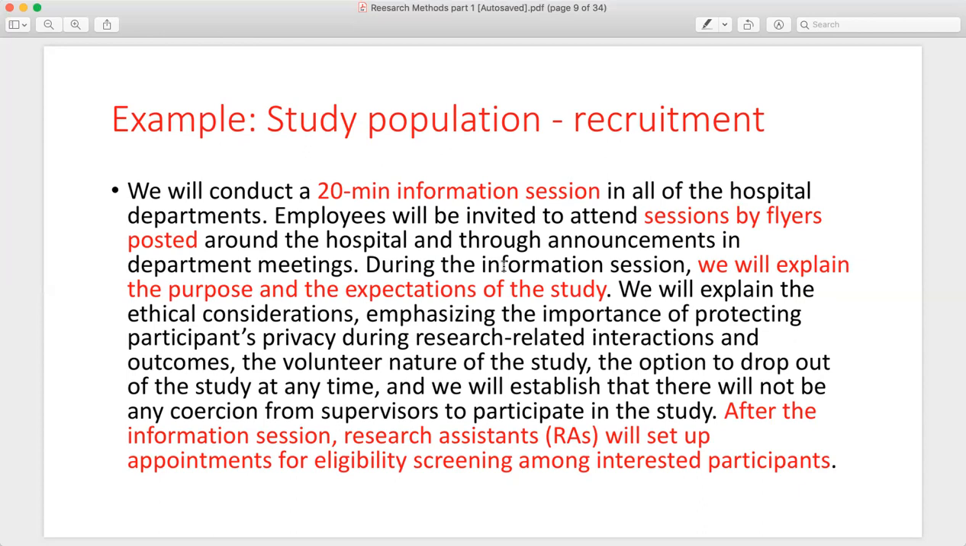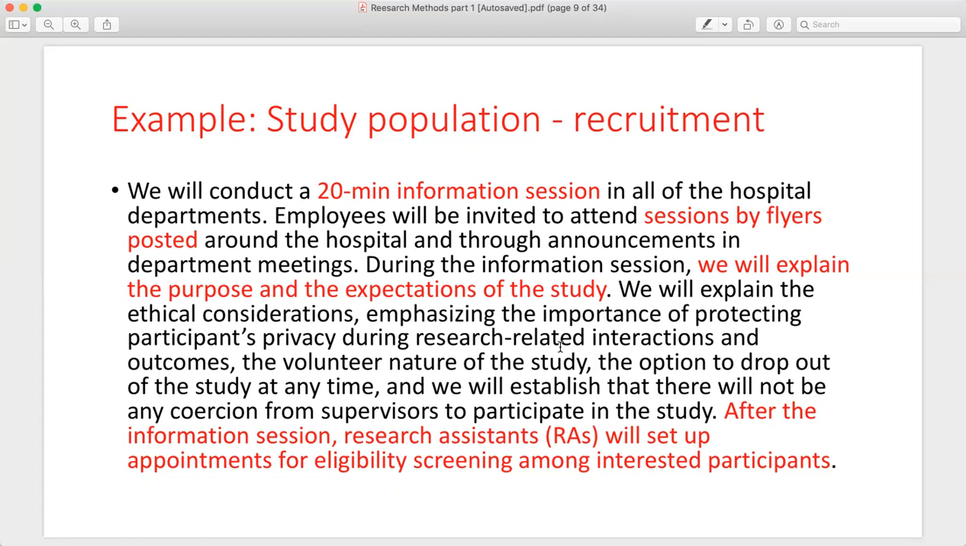During the information session, we will explain the purpose and the expectation of the study. We will explain the ethical considerations, emphasizing the importance of protecting participants' privacy during study-related interactions and outcomes, the volunteer nature of the study, the option to drop out of the study at any time, and we will establish that there will not be any coercion from supervisors to participate in the study. So this is all we are talking about, how we are going to recruit the participants in this study. After the information session, research assistants will set up appointment for eligibility screening among interested participants.